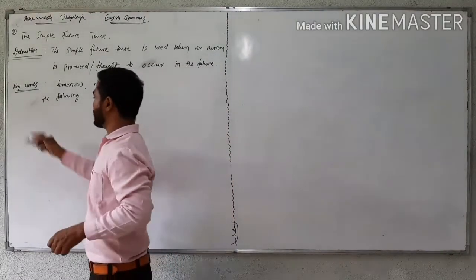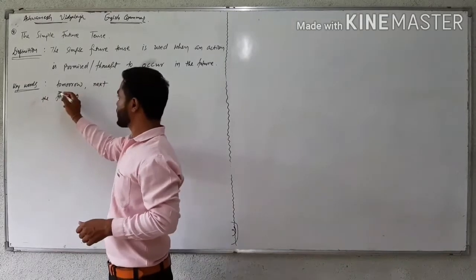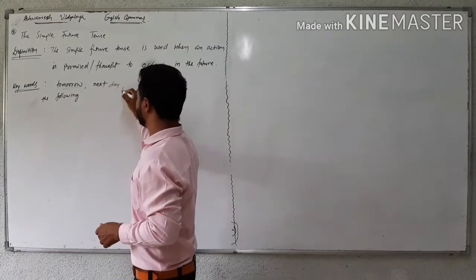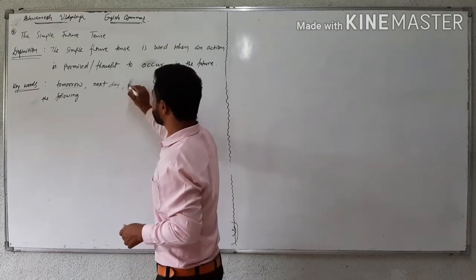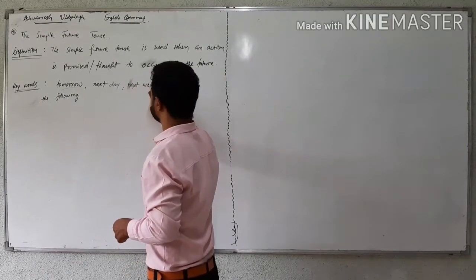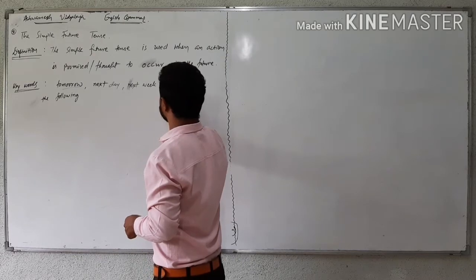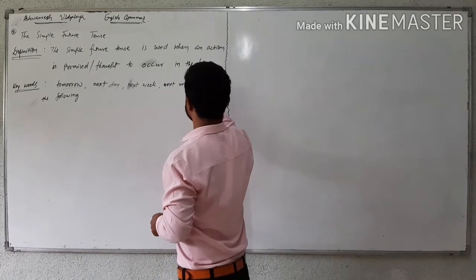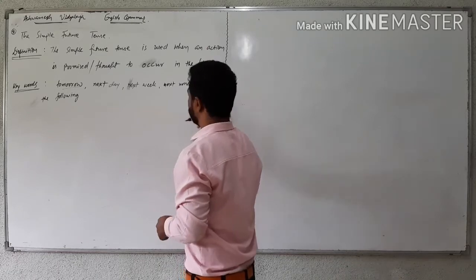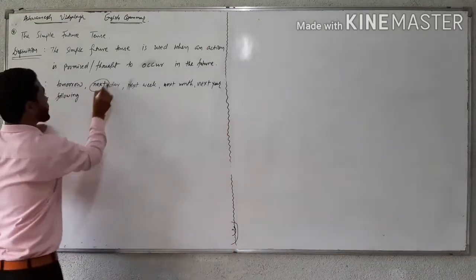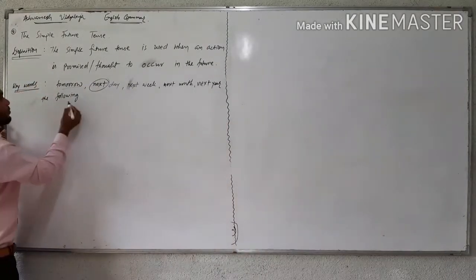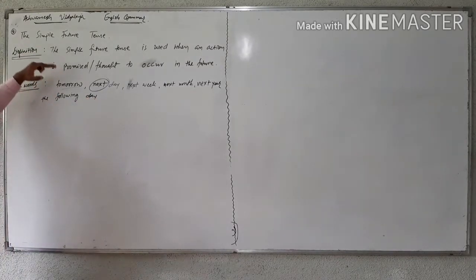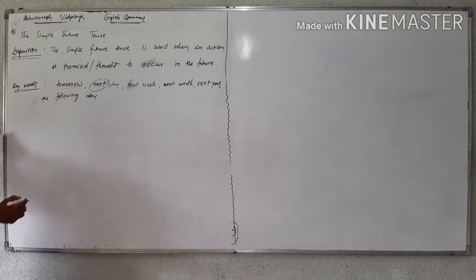In this tense, we use the keywords tomorrow, next day, next week, next month, and next year. We use "next" and "the following day" with simple future tense.